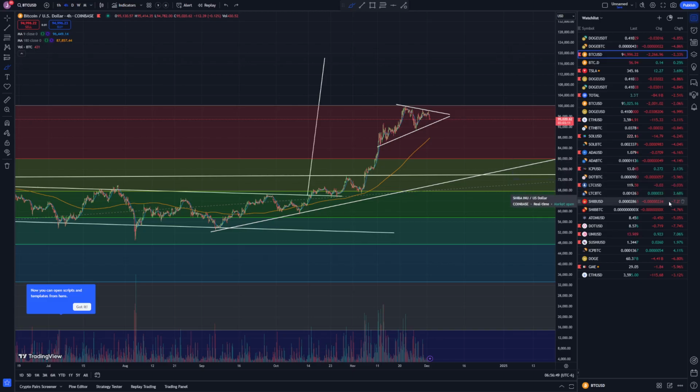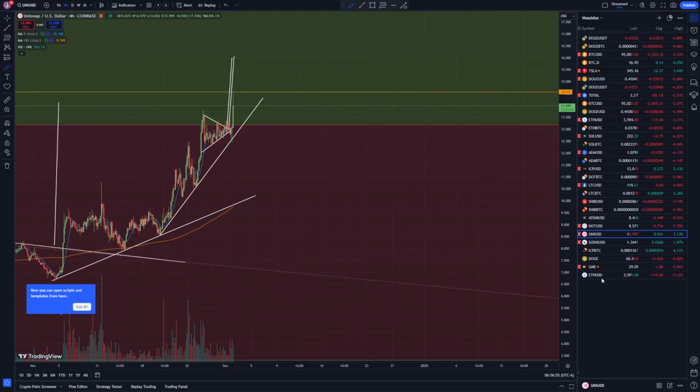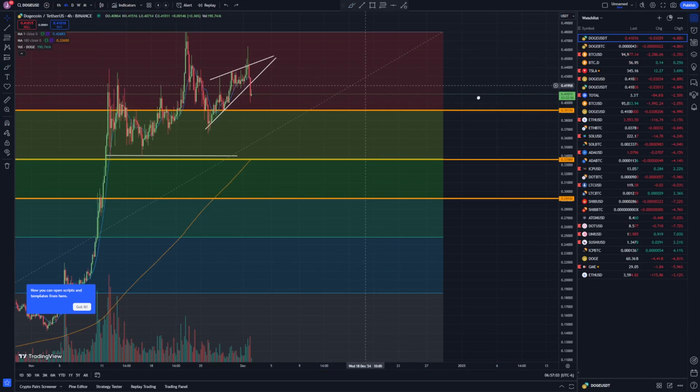Let's see if there's any other big movers. Uniswap looks like it's doing good still. Let's see what else. I think that about does it though. Let's go back to Dogecoin. Let's take a look at Dogecoin real quick again.